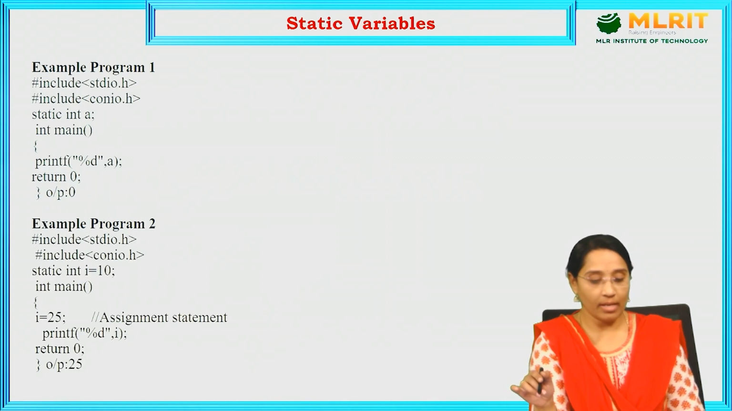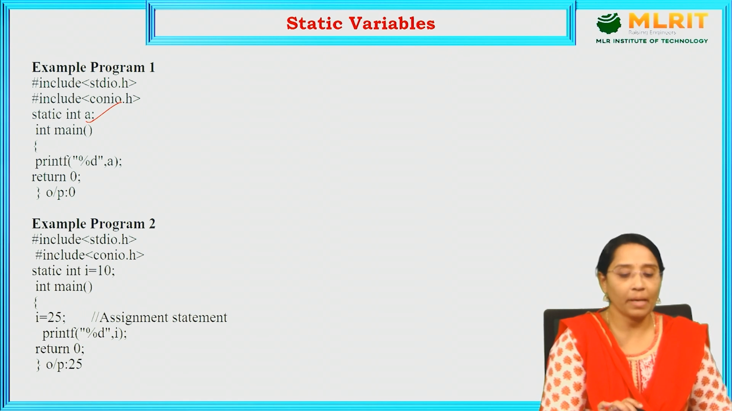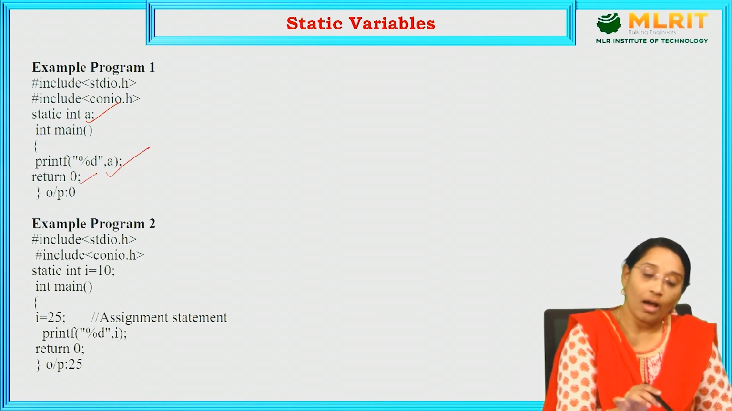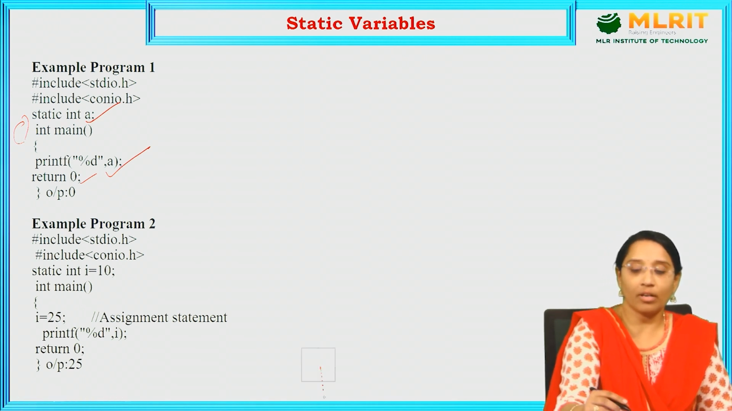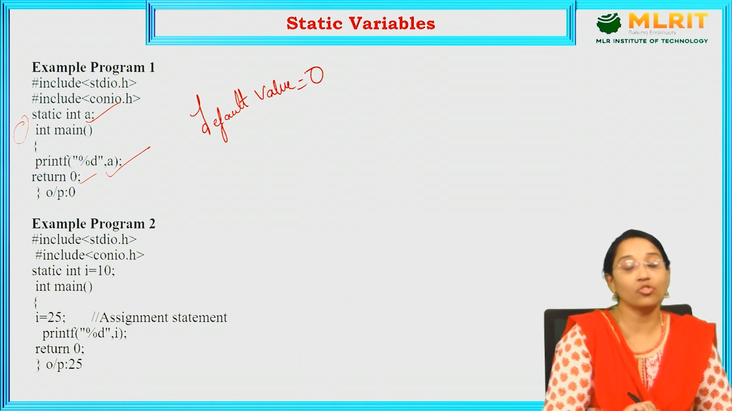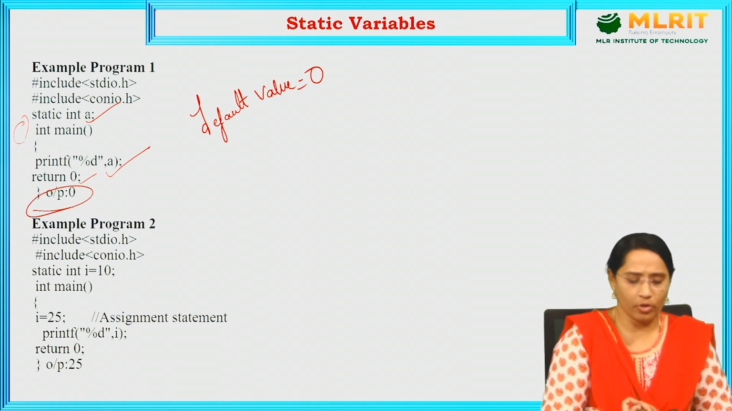So let's see an example. Here one variable is declared, static int a, then the main function, printf %d comma a, return 0. So here, outside of main, I have declared a variable with static storage class, static int a. But that variable was not initialized. So if not initialized, the default value of the static storage class is 0. Here you will get the output.